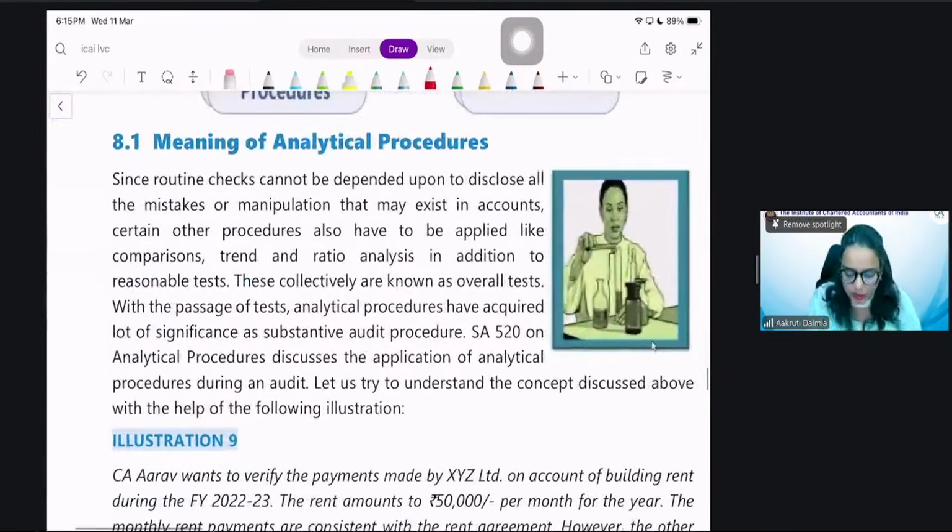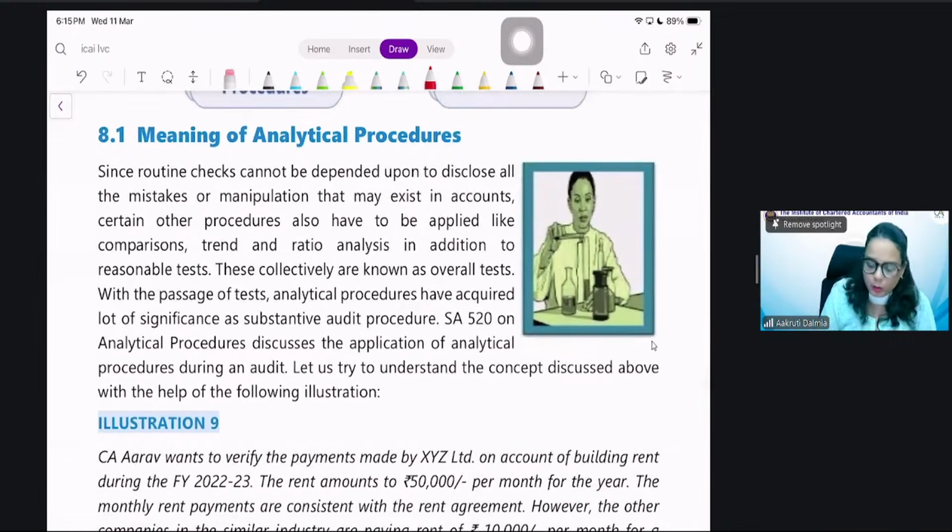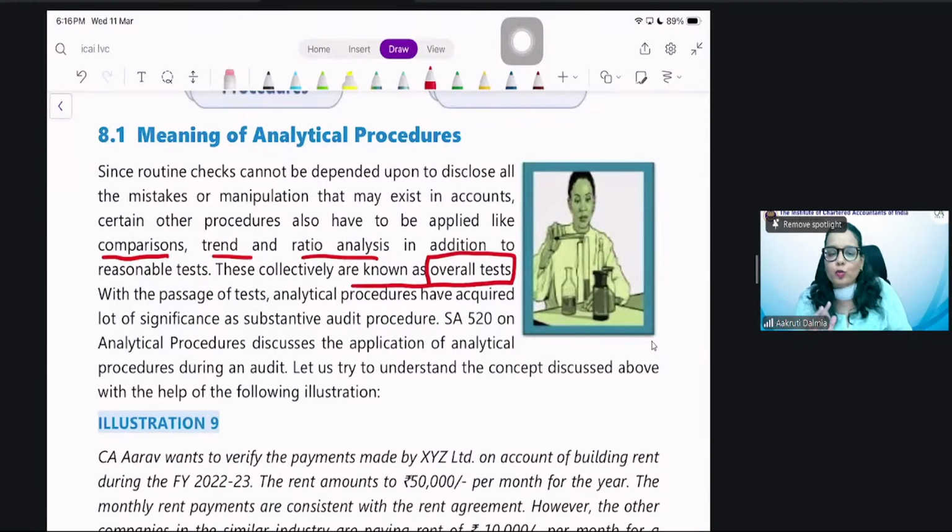Now, if you look into the book, meaning of analytical procedure, here you don't have to memorize any definition. Definition will come later on. This is for an understanding of the meaning. The one thing that you have to remember here, I'll make you underline. Since routine checks cannot be depended upon to disclose all mistakes and manipulation, you have to apply other procedures like comparison, trend, ratio analysis, which are collectively known as overall test. So if you see this word in exam, another name for analytical procedure, don't get confused. It's rarely used, but if it comes, don't get confused. Overall test means analytical procedure.